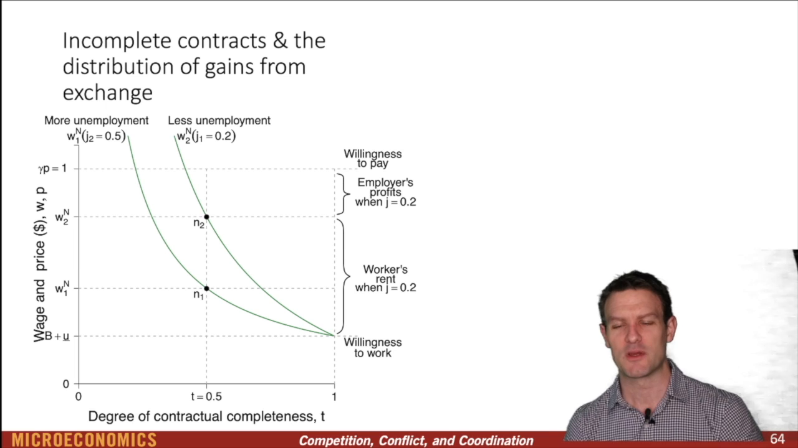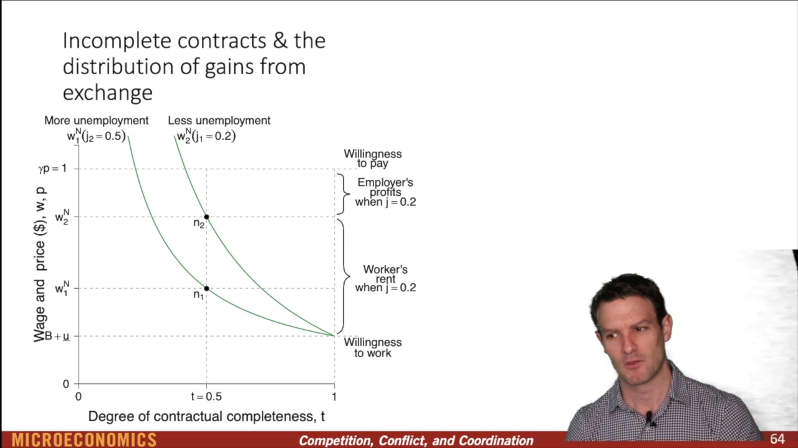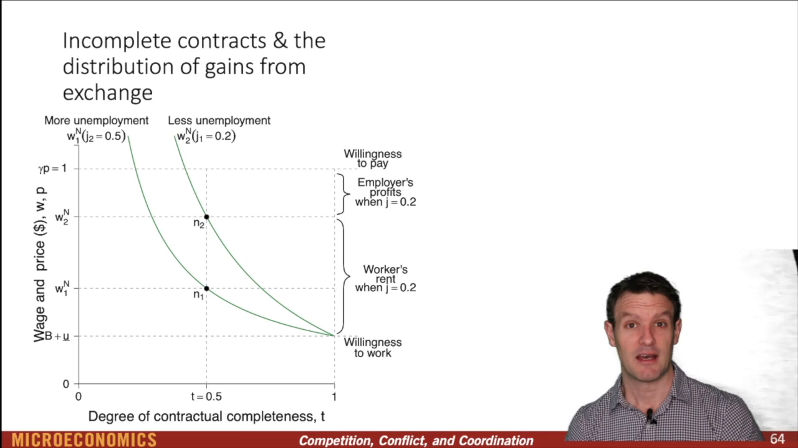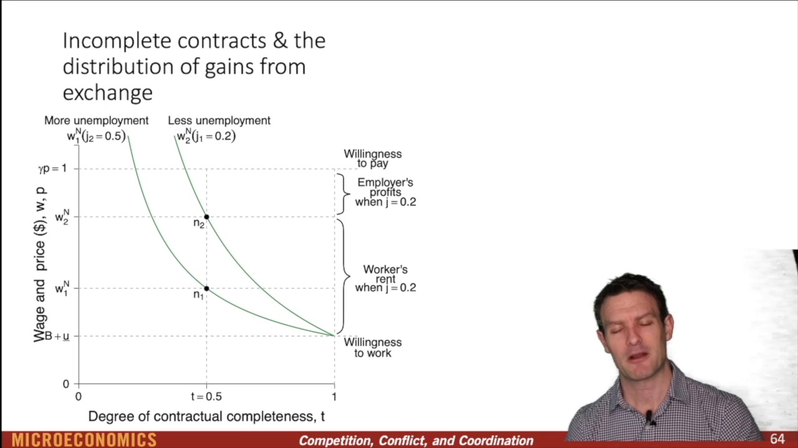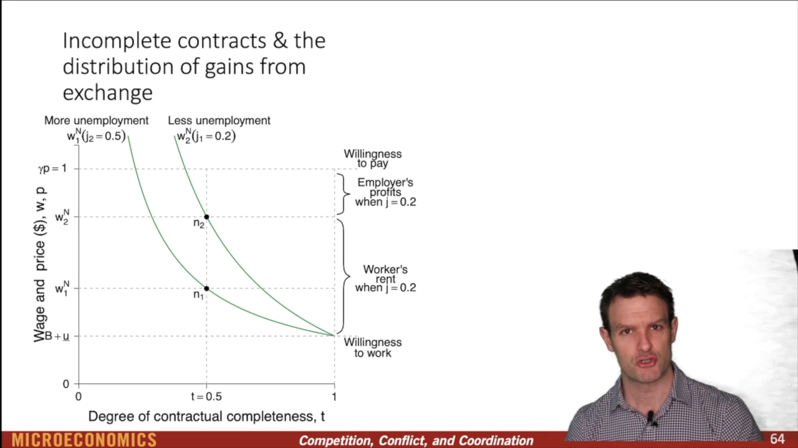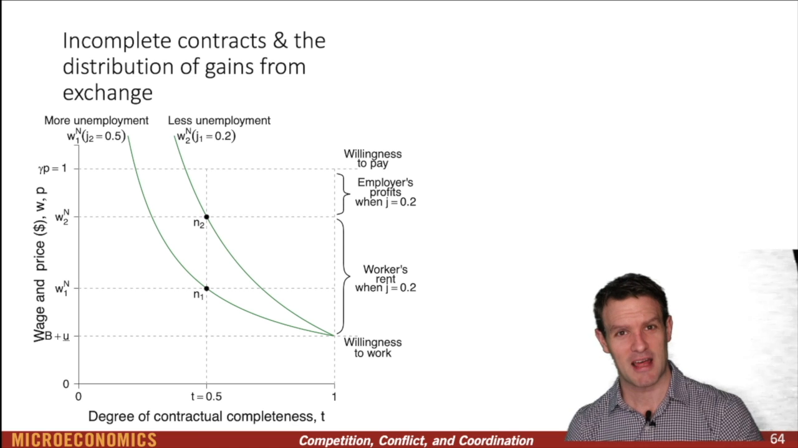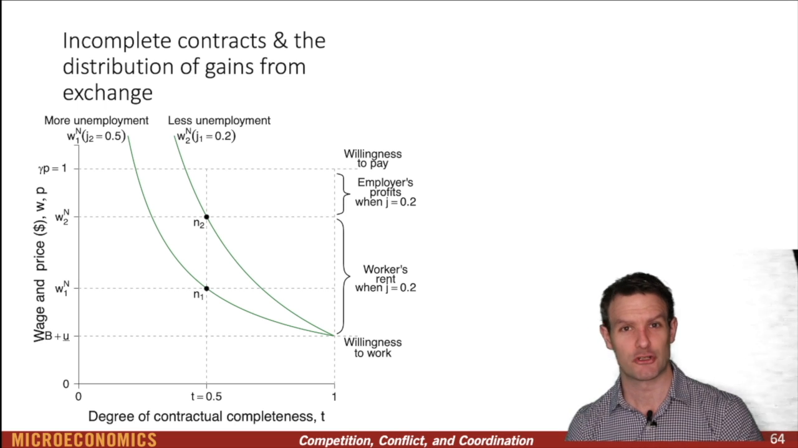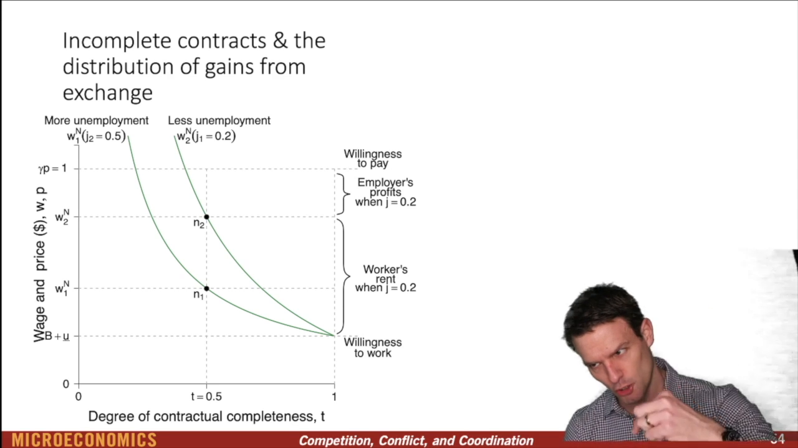Now let's see what happens when we change the unemployment rate. So in our original graph, we had J set equal to 0.5. So that was the likelihood of you finding a job if you were terminated was about 50%. Now we're going to decrease that to 20%. So what does that mean? Your likelihood of finding a job is going to increase. There's less unemployment, and so the chance that you're going to get rehired is higher. Your chance of remaining jobless is lower.